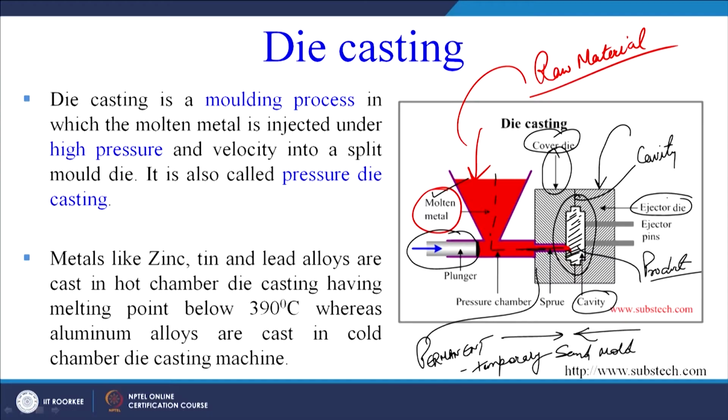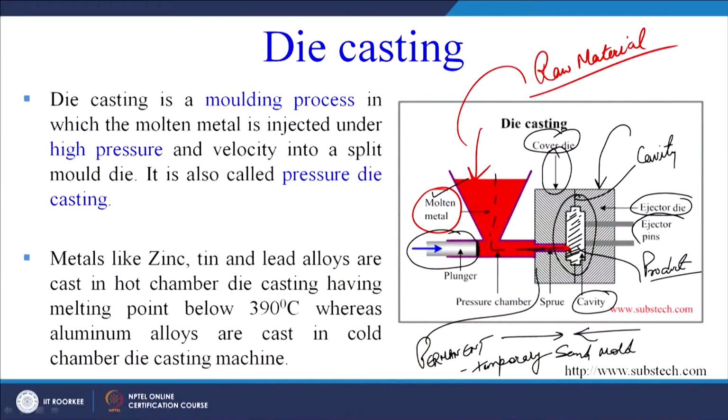The die halves will open and the product will be sticking to one half of the die, which is shown here. So this is the ejector die. Once the metal has solidified, it will be sticking to one half of the die, and there are ejector pins here. These are the ejector pins. Suppose we can say this is the ejector part of the die, and the product is stuck here. There the ejector pins will just hit it slightly and the product will fall down.